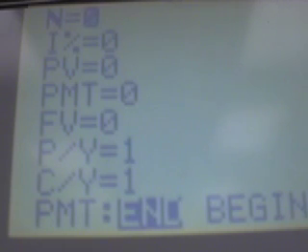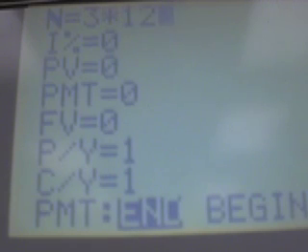First, we see N equals. This refers to the total number of periods that we are concerned with. For instance, if we invest money in an account that compounds interest monthly, and we plan to leave the money in that account for 3 years, the number of periods would be 3 times 12, or 36, since there are 12 months in each of the 3 years. We would enter 36 after the N equals.